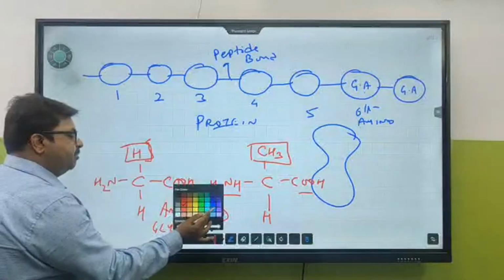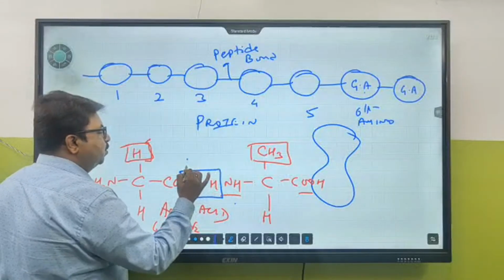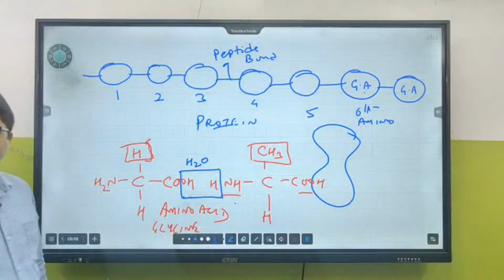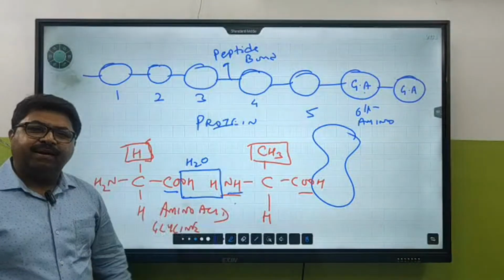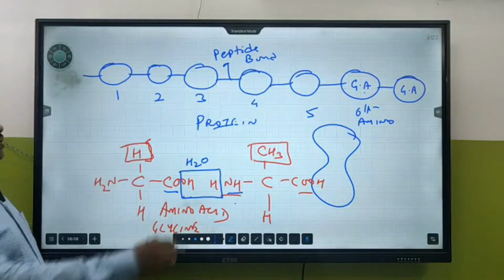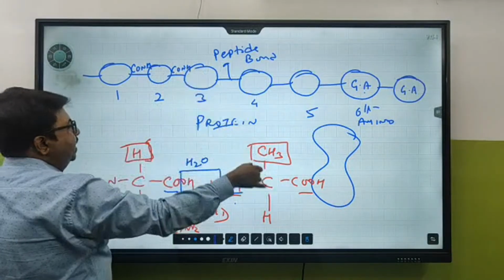So when 2 of the amino acids are close together, hydrogen will go out from here, OH will go out from here. So what goes out? H2O goes out. What is left? CO, NH. So what is this bond? CO, NH. This is a peptide bond.